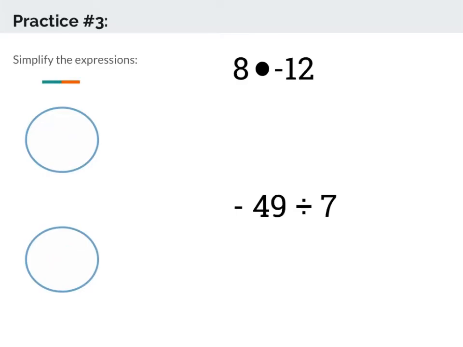Here we are at practice number 3. I want you to try these two on your own. There you've got a couple circles so that you can use the four faces, and I highly recommend that you do. So I want you to pause the video now, try them on your own, and then press play again to see if you are right.